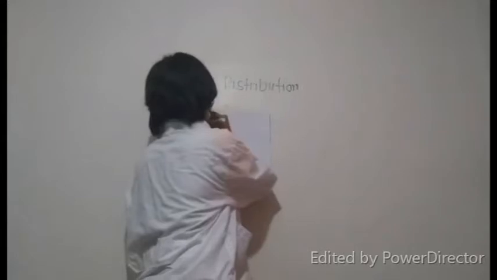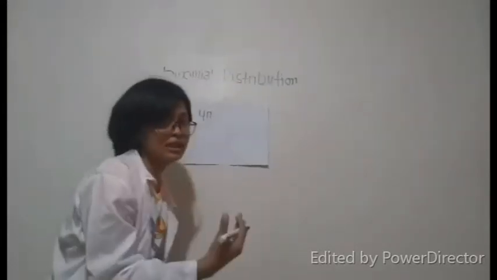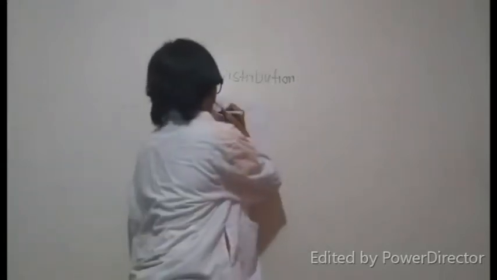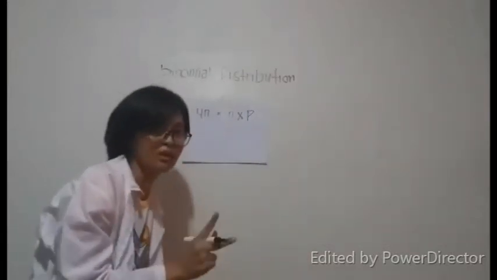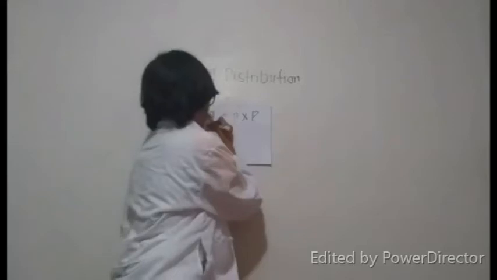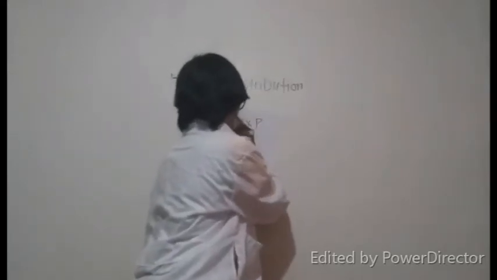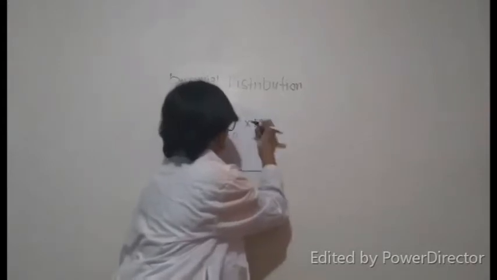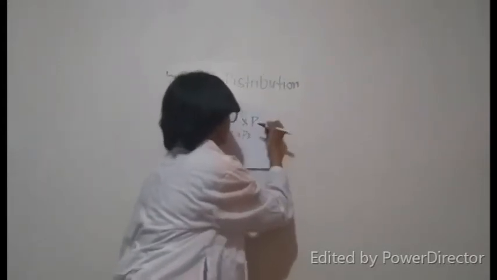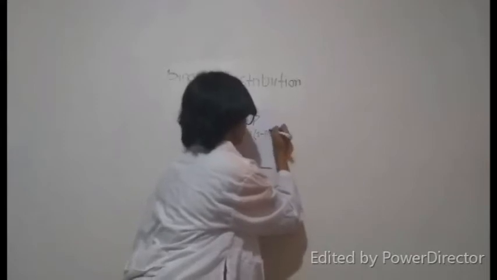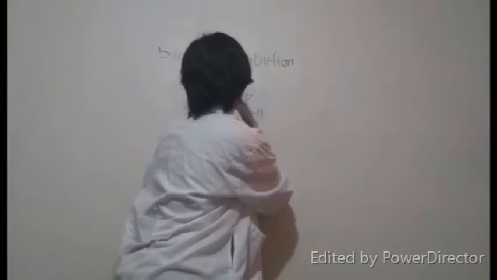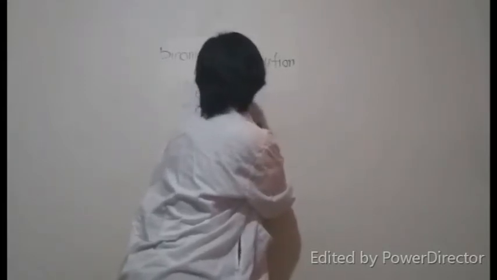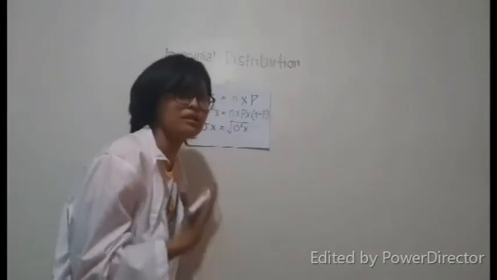There are 3 properties of a binomial distribution. First, the mean of the distribution is equal to n times P. The second property of a binomial distribution is that the variance is equal to n times P times the quantity 1 minus P. Then the third and last property is that the standard deviation is equal to the square root of the variance. And that is all for our binomial distribution.